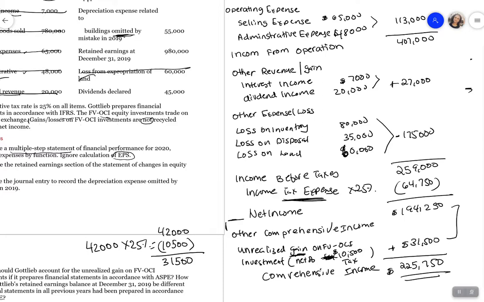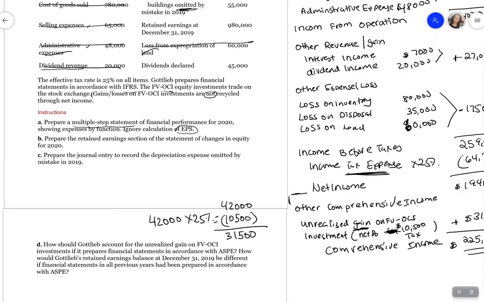If this is my final number, we need to double underline it. Now that was part A, and let's go forward to part B. What is part B asking us to do? Part B is saying prepare a retained earnings section of the statement of changes in equity for 2020. I'm not going to erase this, because we do need the income to take it forward.